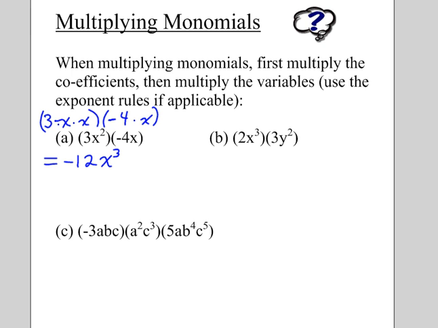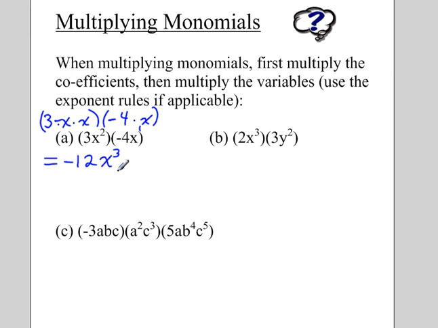A really easy way to do that, though, is to think in terms of the multiplication rule. In this case, my bases are the same. The base of this is x, and the base of this is x. And so when you are multiplying powers with the same base, you can add the exponents. So 2 plus 1 is 3, and that is how we get our answer.